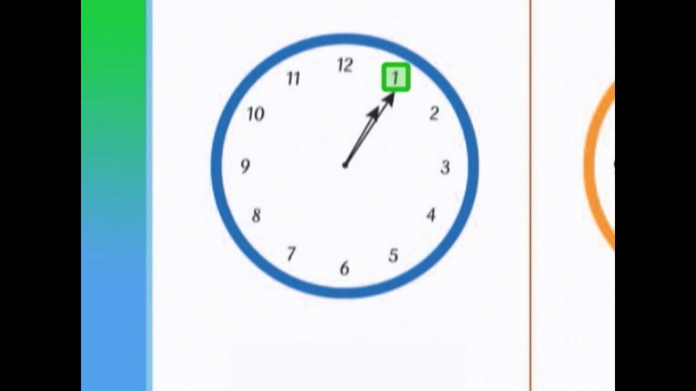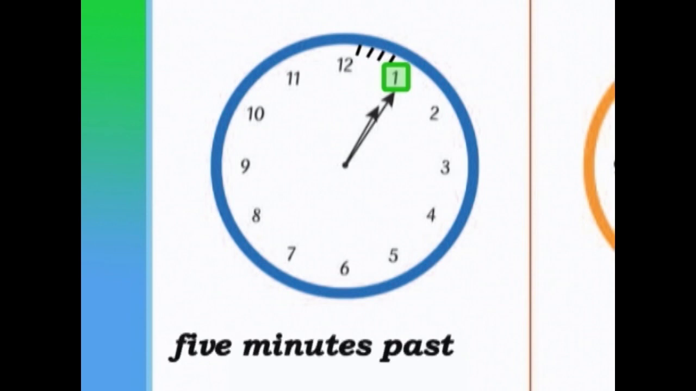Now perhaps you don't know this, but when the big hand points at number 1, that's the same as 5 minutes. So we have 1 minute, 2 minutes, 3 minutes, 4 minutes, 5 minutes. When the big hand points at number 1, that's the same as 5 minutes past the hour. 5 minutes past 1.